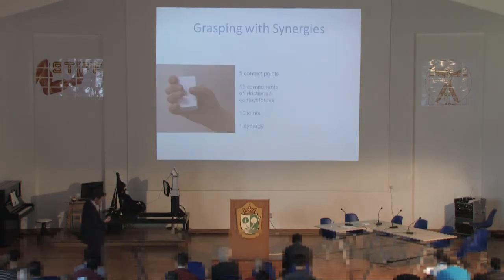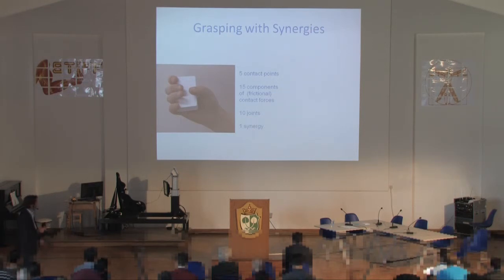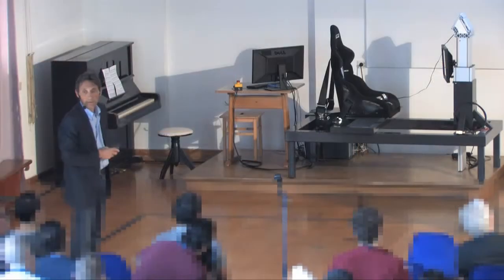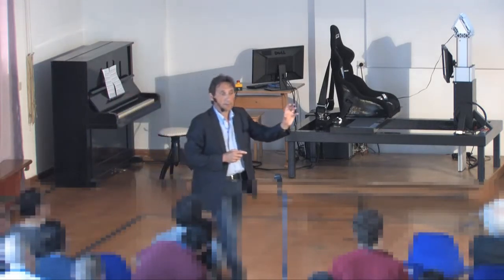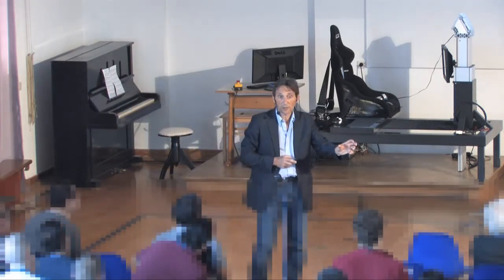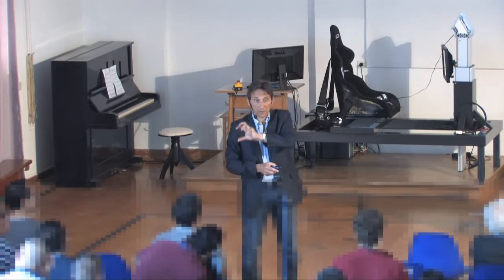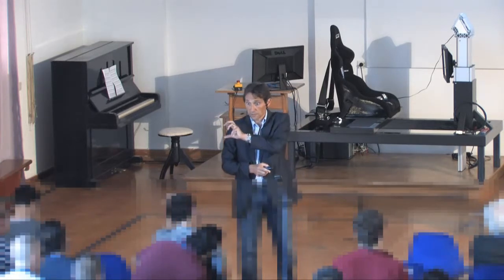So let me do this. This is a very simple example. Take this grasp here. You have 5 contact points. You have 15 components of frictional contact forces. At every contact point, you have 3 components of force. You have 10 joints. Therefore, you have already in this grasp less joints than components of contact force. So you cannot apply an arbitrary contact force. Therefore, you cannot apply an arbitrary combination of internal forces to go into that null space.